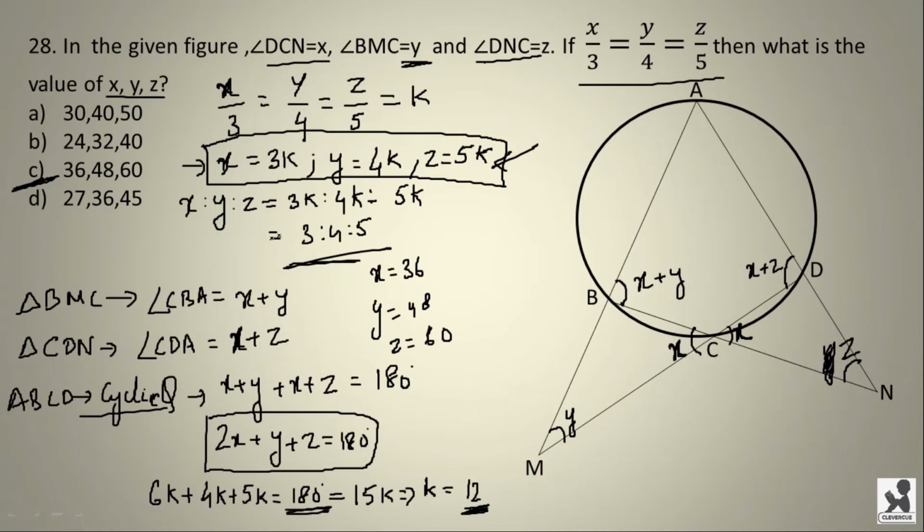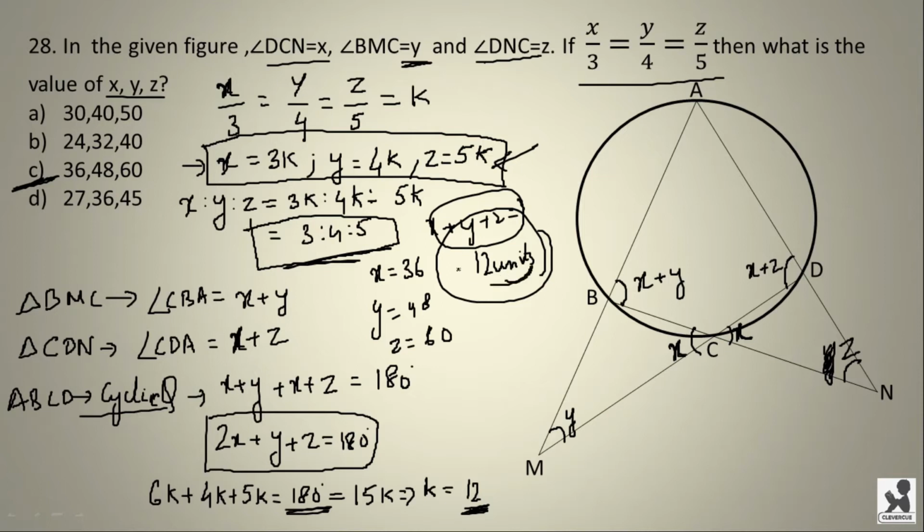First of all, why I explained this ratio is, from this we can get x plus y plus z as 3 plus 4 plus 5, that is 12 units. This ratio method I will be explaining in the ratios topic separately. So let us move to the next topic.